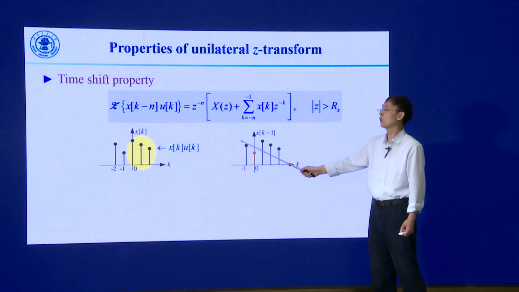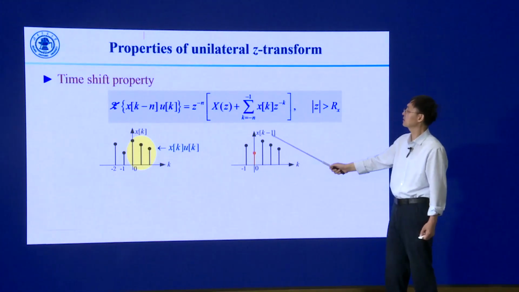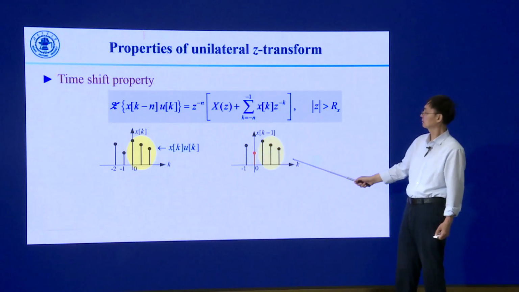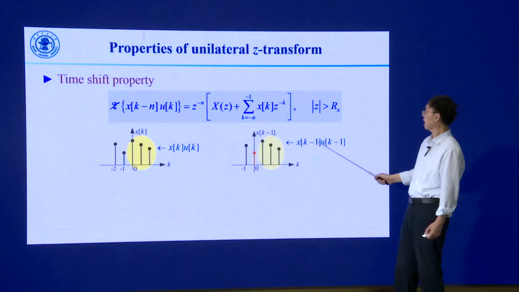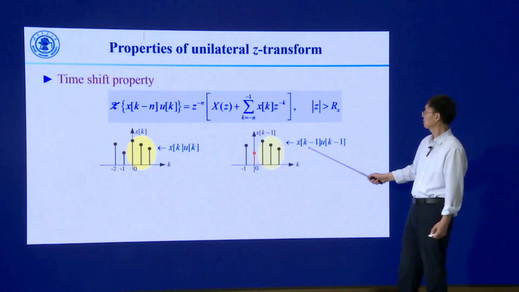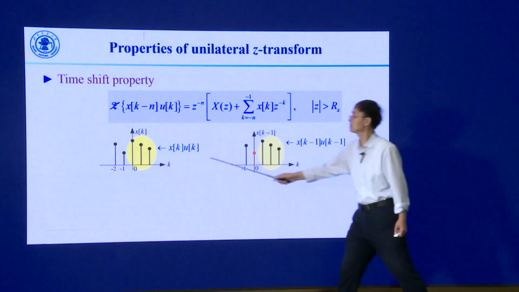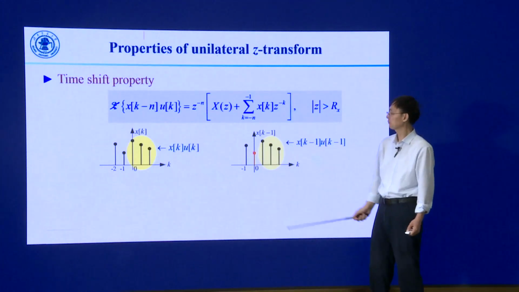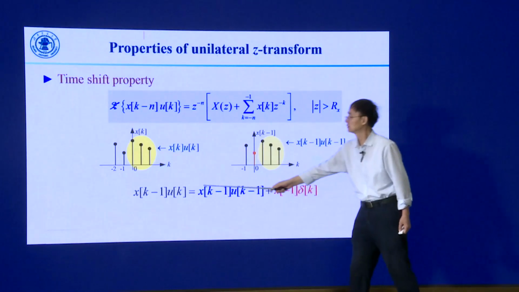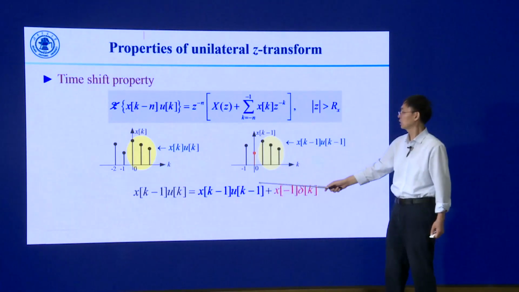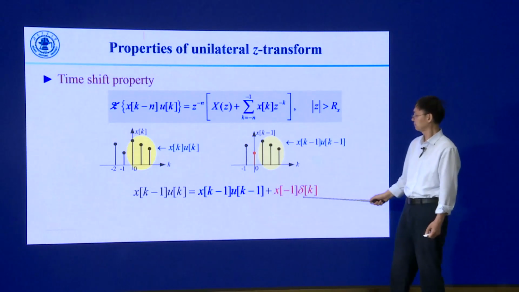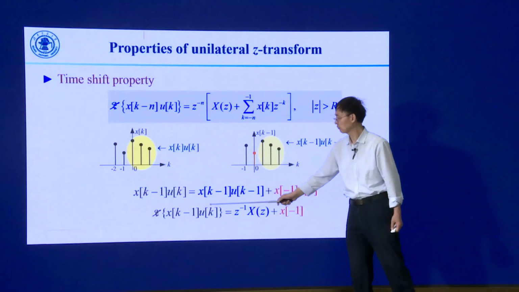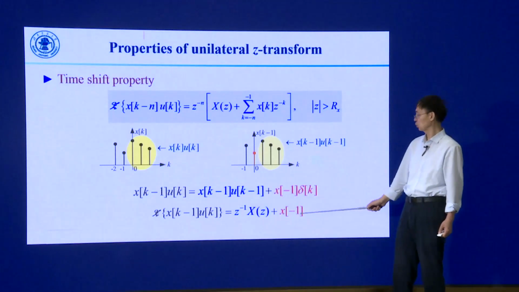If we delay 1 unit for this non-causal signal, we can get this signal. This part is this signal. This value is delayed to this position. The signal includes these two parts. For the unilateral Z-transform, we can get this result.